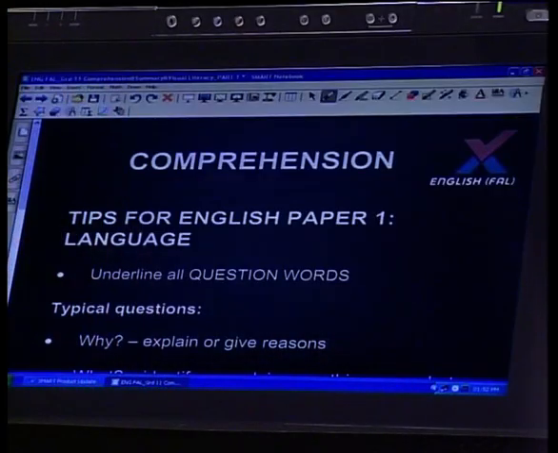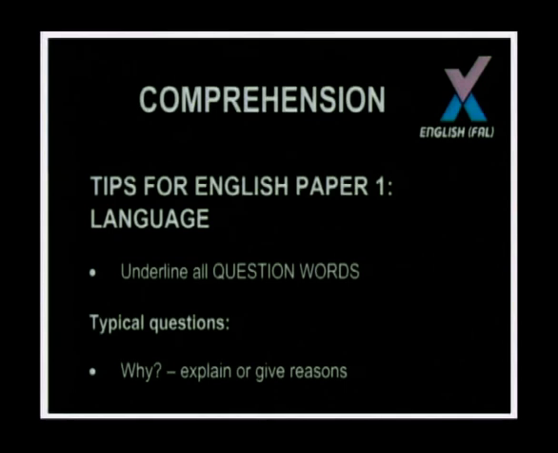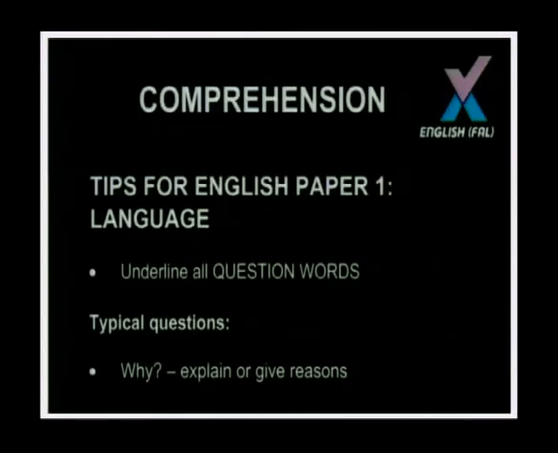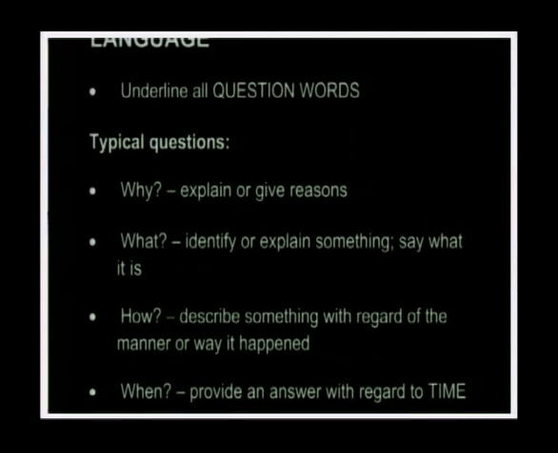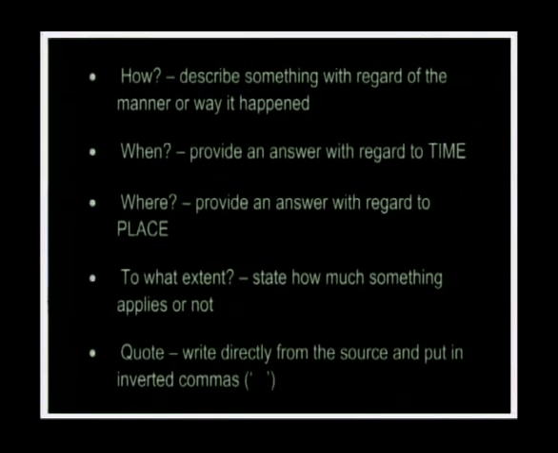Once you've read the passage and identified the tone and you have the gist of the passage, you understand what the writer is saying, it's very important to underline question words so you'd know how to answer those questions. For example, typical question words would be why, explain or give reasons, what, identify or explain something, say what it is. And you'll find a range of question words: when, where, to what extent, or if you're asked to quote from the passage, then you use quotation marks, right? You use single inverted commas.